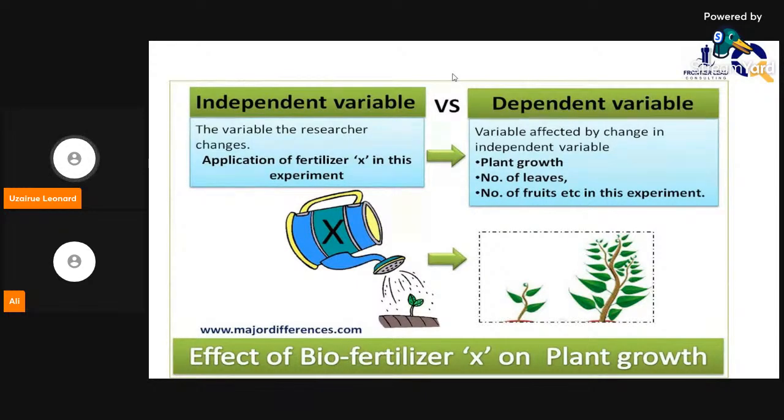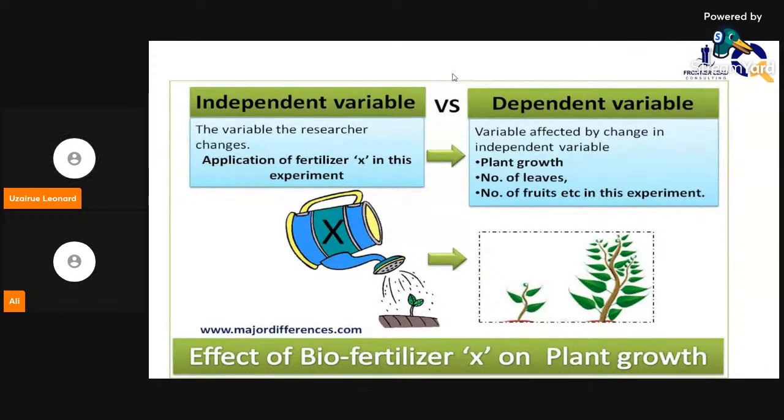Because there's no effect on the fertilizer, it is the independent variable. But you know that the fertilizer is going to have an impact on the plant. So the plant is going to receive the effect of the fertilizer, and there are various aspects of the plant we want to measure to determine the different effects of the fertilizer. There are certain parameters you have to take. You have to check the plant growth. How do you check the plant growth?